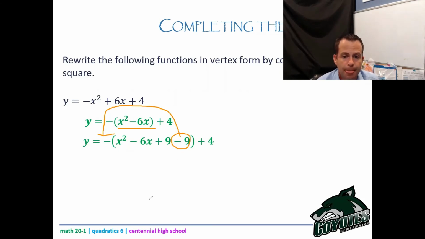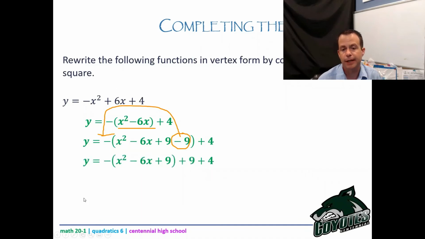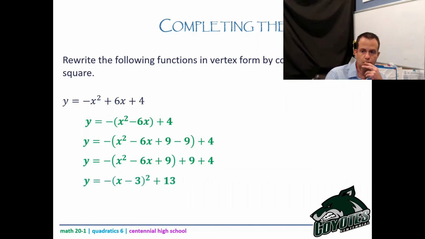Okay. So I have a positive 9 and a positive 4 on the outside, and I've got x squared minus 6x plus 9 on the inside. Okay, so now I'm going to factor this. This factors into x minus 3 all squared, and I'm going to add these two together, which is 13. Okay.